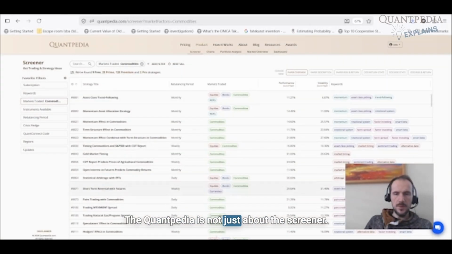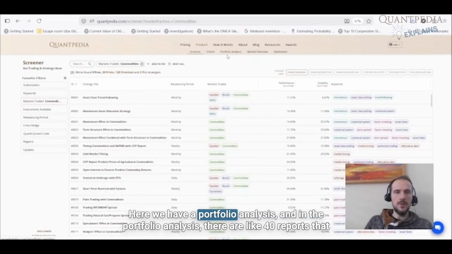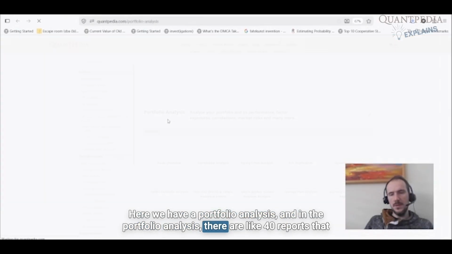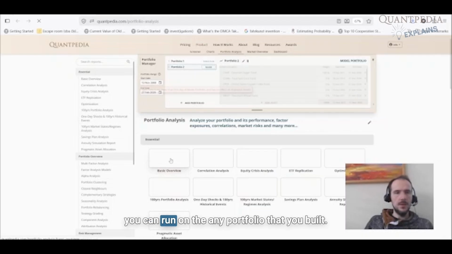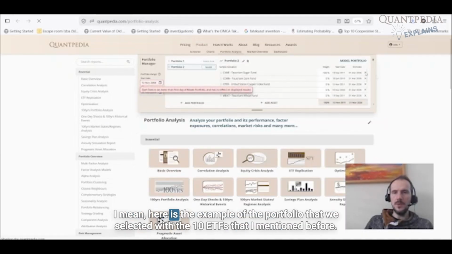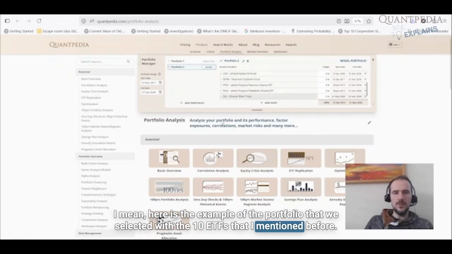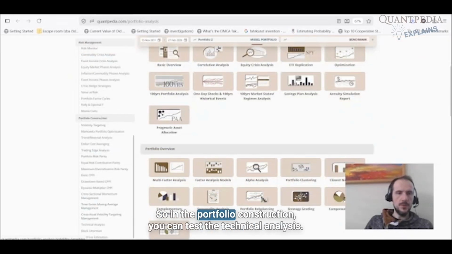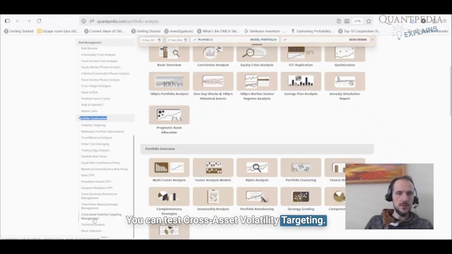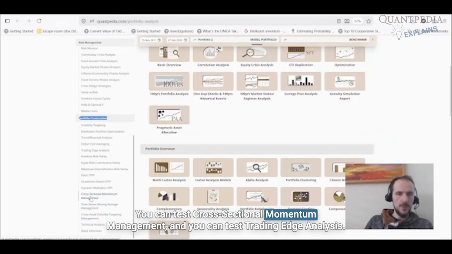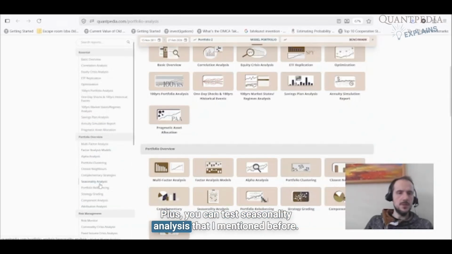Quantpedia is not just about the screener. Here we have a portfolio analysis, and in it there are about 40 reports that you can run on any portfolio that you built. Here is the example of the portfolio that we selected with the 10 ETFs that I mentioned before. Here are the reports at the end. In the portfolio construction, you can test technical analysis, cross asset volatility targeting, time series moving average, cross sectional momentum management, and trading edge analysis. Plus, you can test the seasonality analysis that I mentioned before.